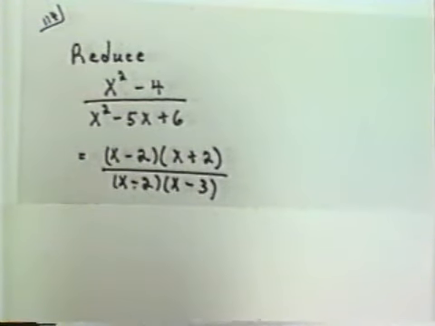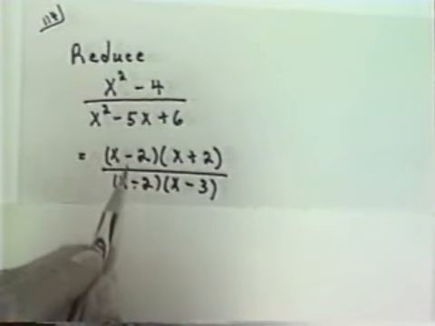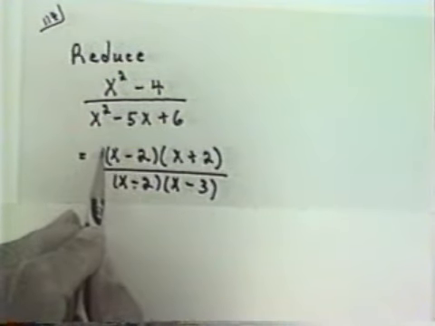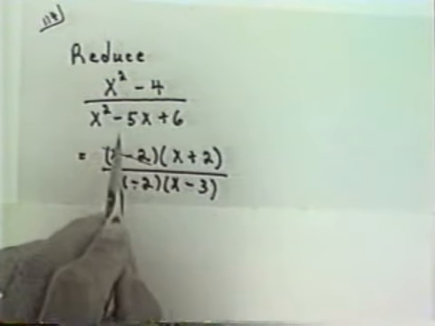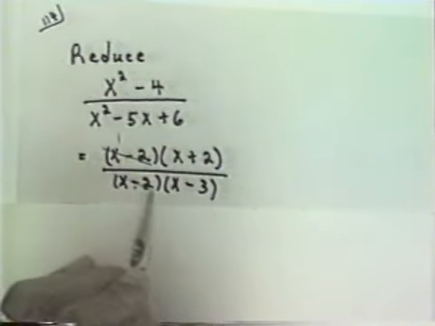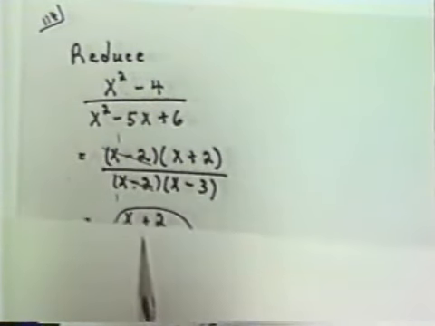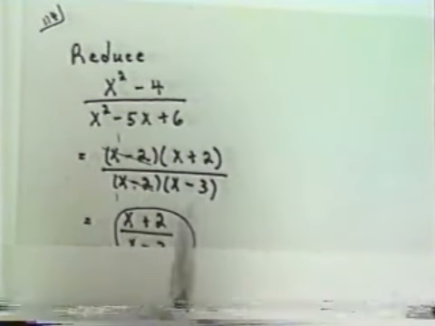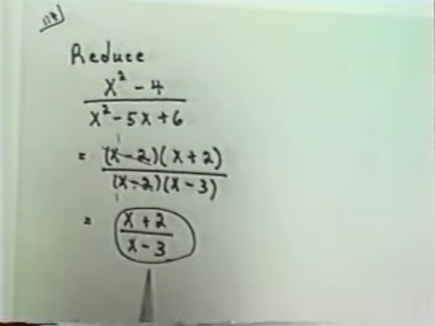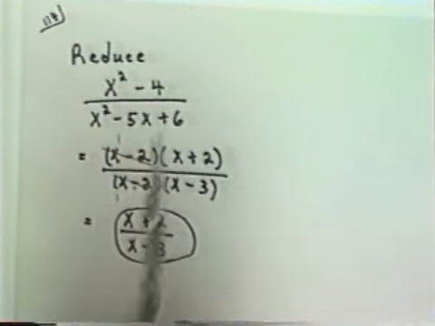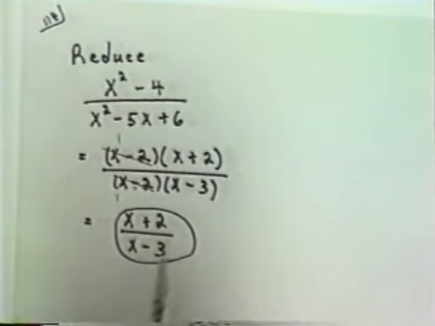Now once I get the numerator and denominator completely factored, I need to divide out the common factors. Notice that both of them have a common factor of x minus 2. x minus 2 divided by x minus 2 is 1. x minus 2 divided by x minus 2 is 1. Now I multiply 1 times x plus 2 is x plus 2. 1 times x minus 3 is x minus 3. So I reduced x squared minus 4 divided by x squared minus 5x plus 6 to x plus 2 divided by x minus 3.